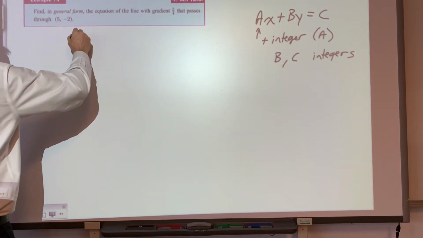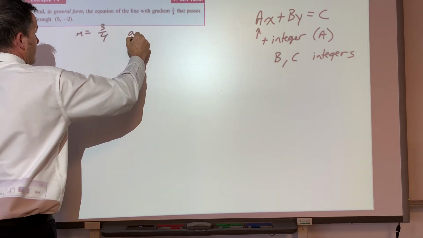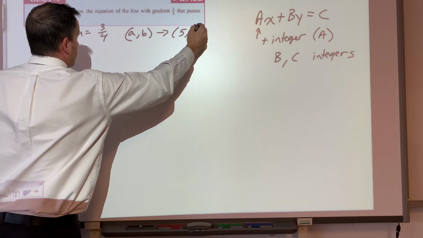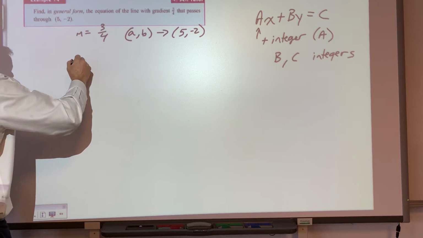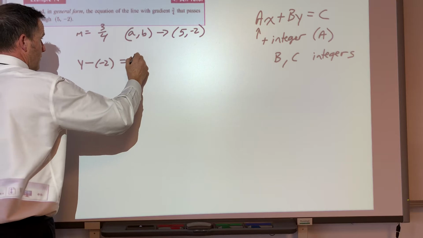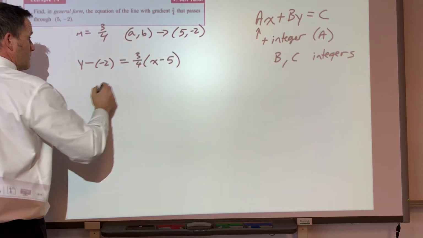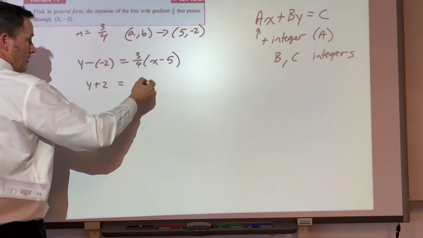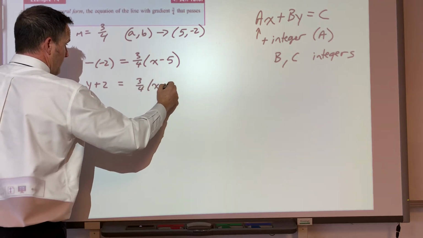Quick way, we've got m equals 3 over 4. A, B is 5, negative 2. Sub in what we know into that formula from before, and we get y minus negative 2 equals 3 over 4, x minus 5. Here we go. Y plus 2 equals 3 over 4, x minus 5.